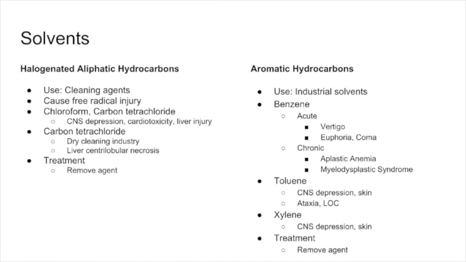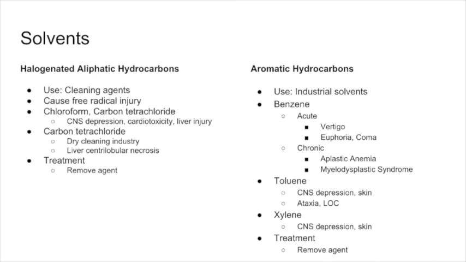The biggest ones are the chloroform and the carbon tetrachloride. These cause CNS depression, cardiotoxicity, and liver injury. Carbon tetrachloride is also used in the dry cleaning industry, and the high yield fact for carbon tetrachloride is that it causes liver central lobular necrosis. Do you also remember what we talked about recently in this lecture that causes central lobular necrosis?